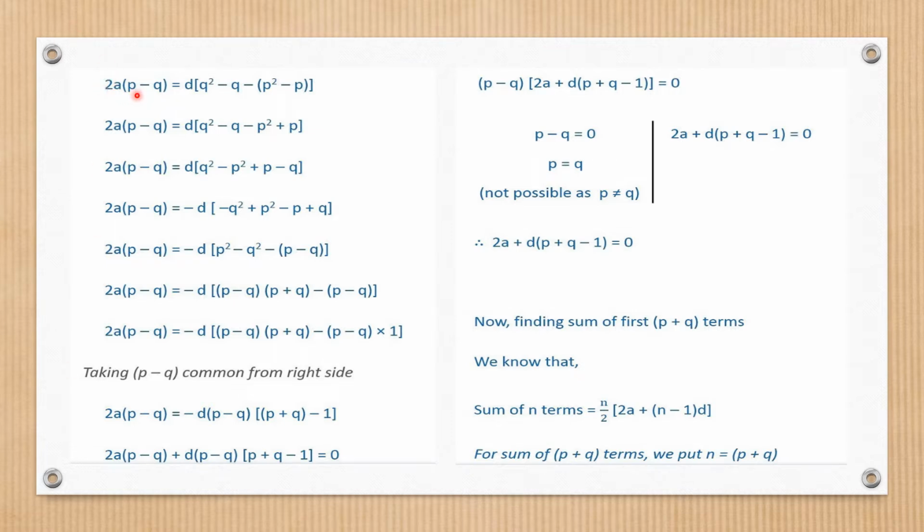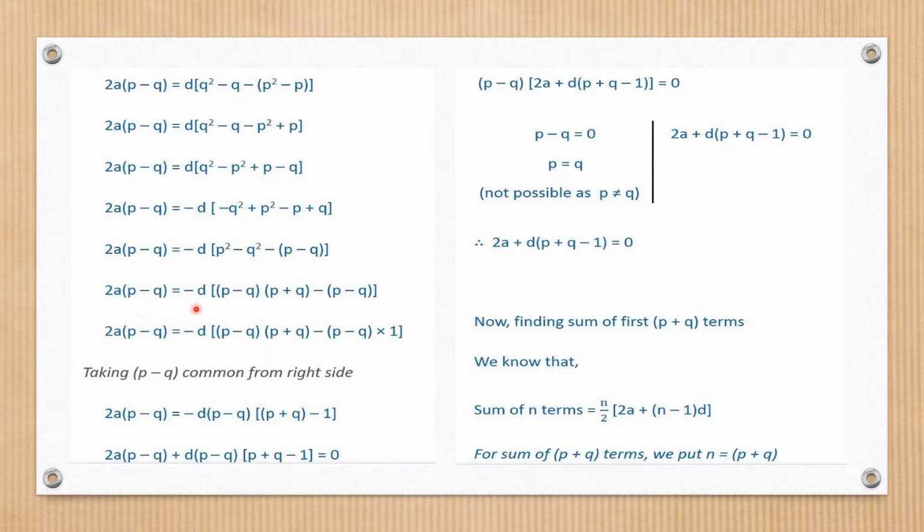By opening the terms, we get 2a(p minus q) equal to d times (q square minus q minus p square plus p). Then we can rearrange all of them to make the factors: q square minus p square plus p minus q. I can take the negative sign common, as I need p minus q. So here it is q square minus p square, and I take the negative sign common, so all the signs change: minus d times (p square minus q square minus (p minus q)).